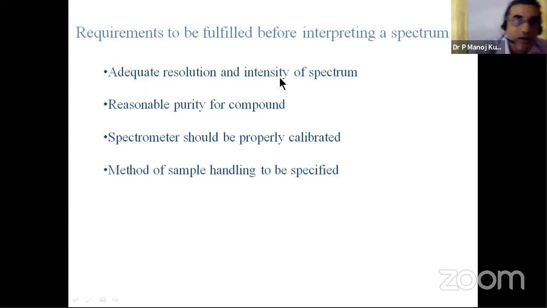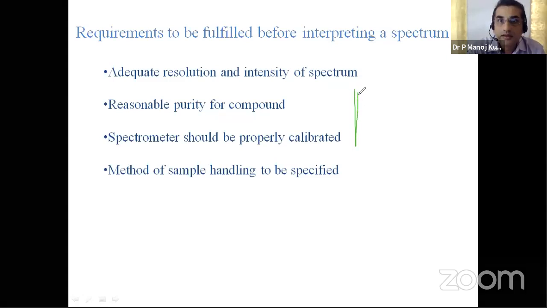First of all, adequate resolution of the peak should be there. The peak should be properly resolved. Otherwise, what will happen? Suppose you are having two peaks. See this difference? You get two peaks like this. You are able to make out the two peaks. On the other hand, if you get a peak like this, these two peaks are obscured. Am I right? So resolution is very, very important. It should not look like this. It should look like this. Intensity of the spectrum is very important. I previously said that in the case of an overtone, you get a small peak like this. You cannot distinguish it.